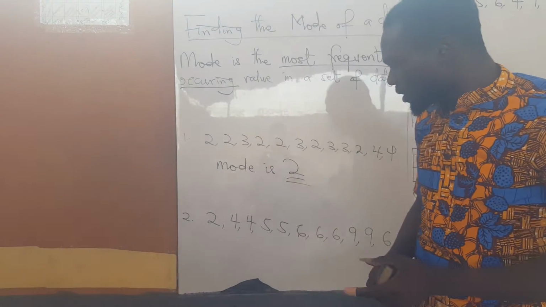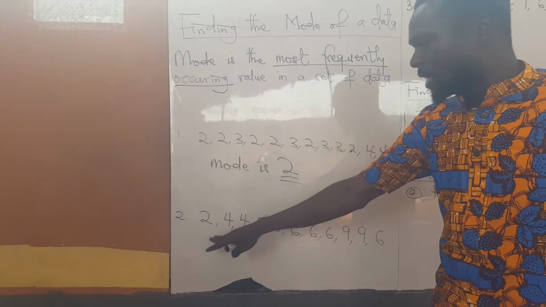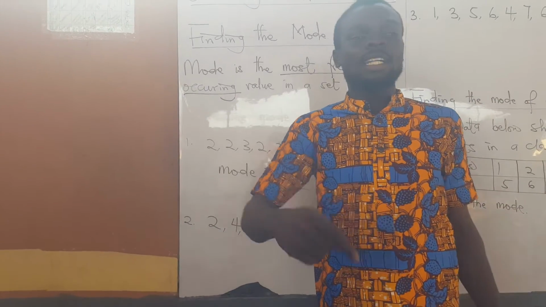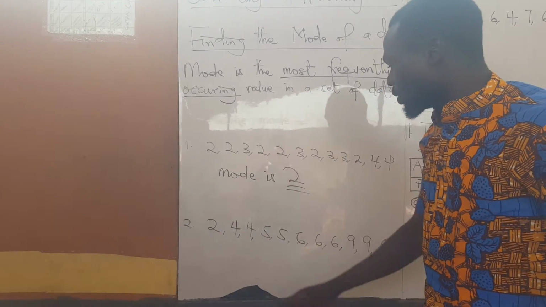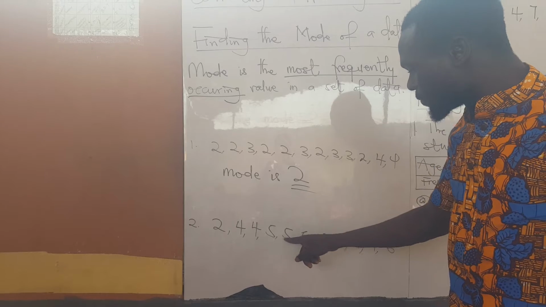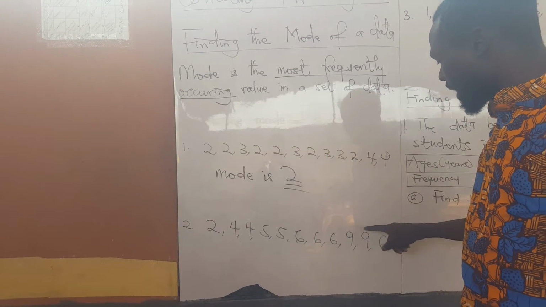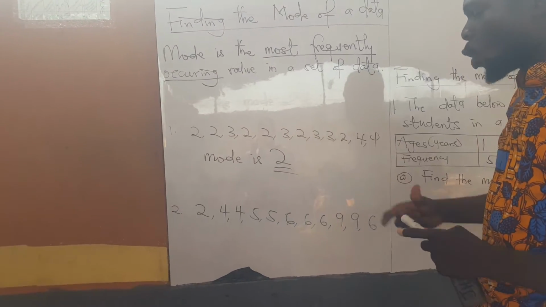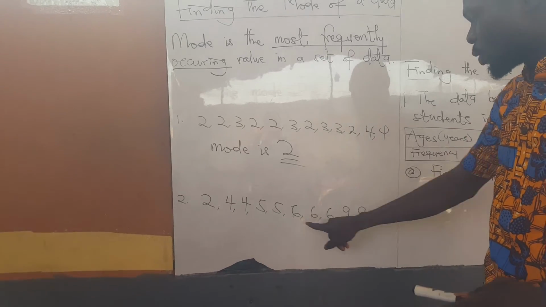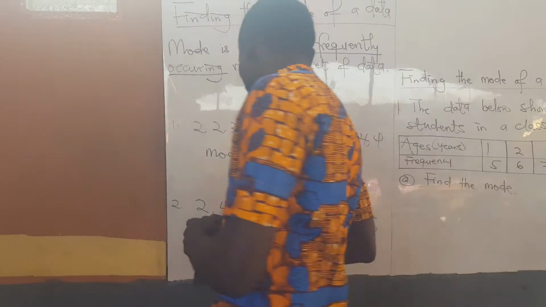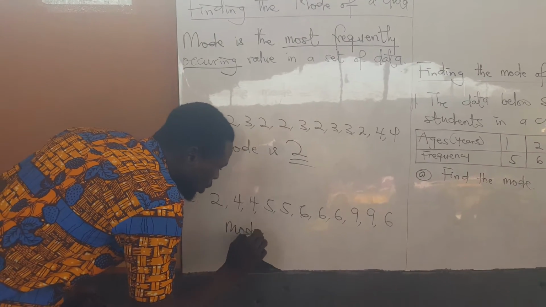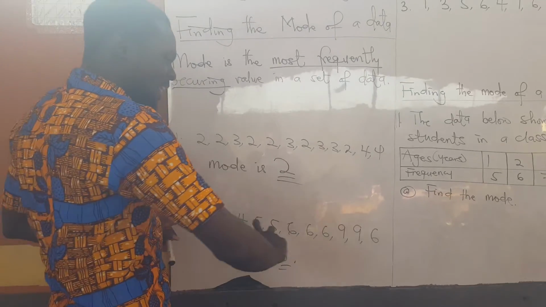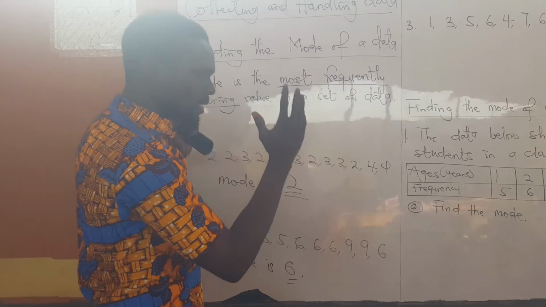Now when you come to the number 2, it says that you have to also find the mode of this data. So look at the numbers and try to fish out the value that occurs most. We have 2, 4, 4, 5, 5, 6, 6, 6, 9, 9, 6. When you look at this data, the number that occurs most is 6, because we have 4 sixes in the data. So we are going to say that the mode is 6. And that is how you find the mode of a given set of data like this.